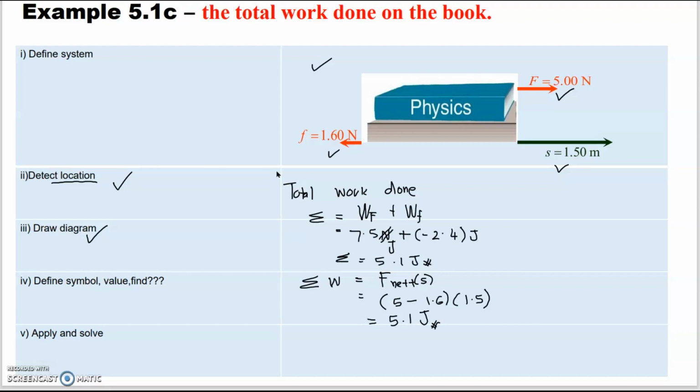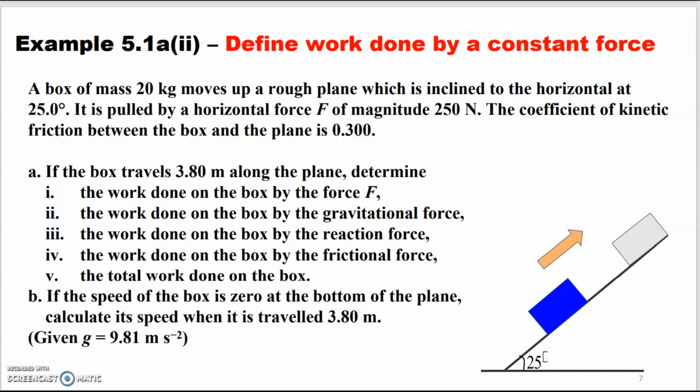Okay, that's it. For the second example, example 5.1a, we can also define the work done by a constant force, but this case is about the inclined plane. The question is: a box of mass 20 kg moves up a rough plane which is inclined to the horizontal at 25 degrees.